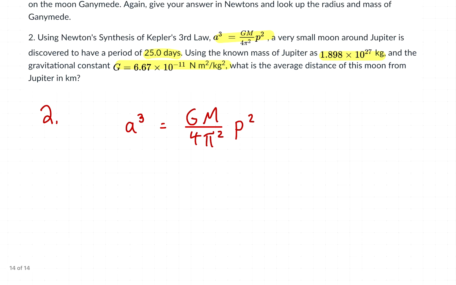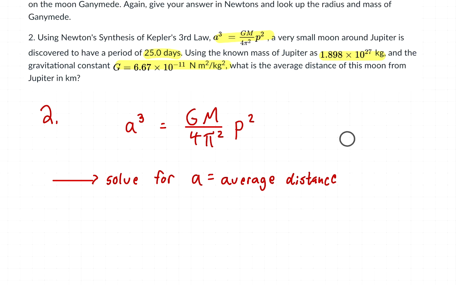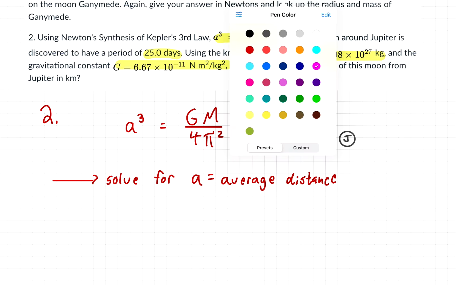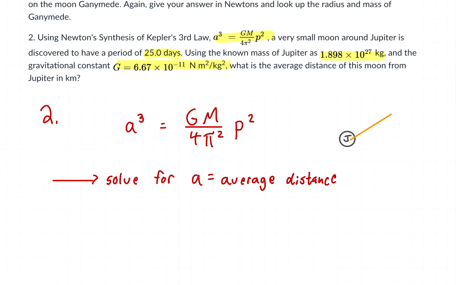So let's think about what we know and whether we have to do any conversions, because we can use this formula as written to solve for A. Okay, so we definitely want to solve for A. The average distance, in this case, is the name we're giving it, which is a fairly accurate name. All right. We know the period of the moon, we just need to find out how far away it is. Real quick picture, the idea here is that there's the planet Jupiter, and there's some moon an unknown distance away. So that's our value of A.